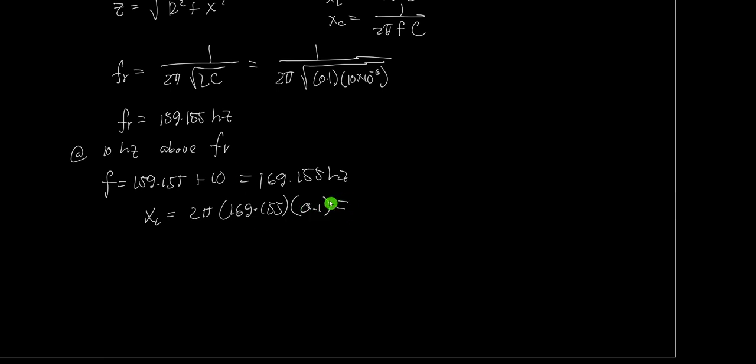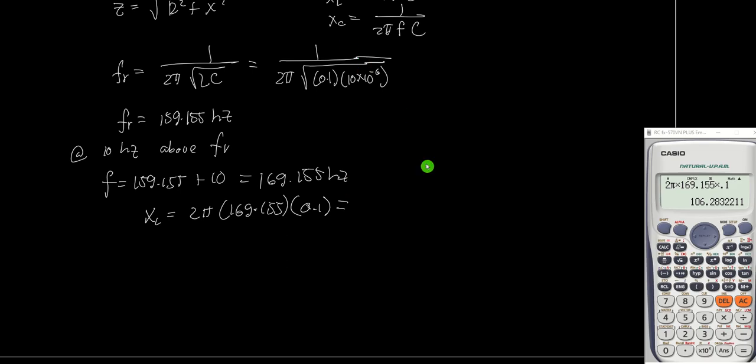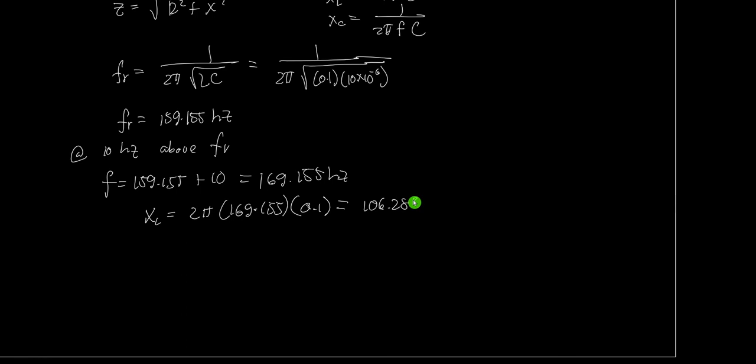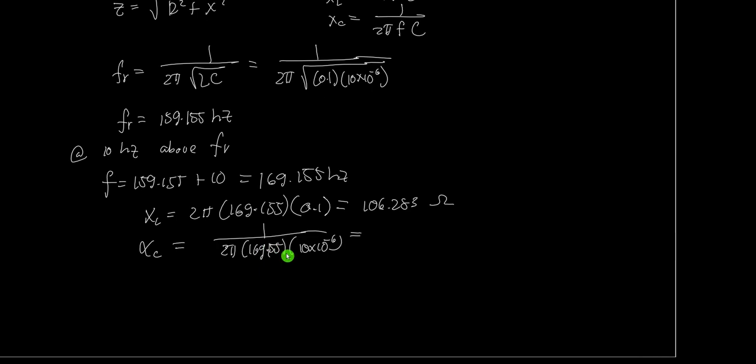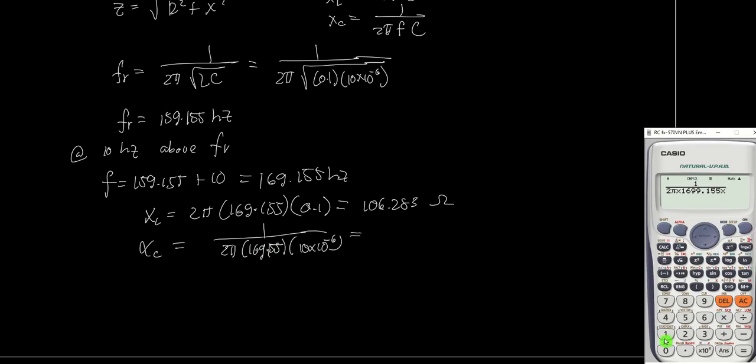So XL will be equal to 106.283 ohms. And for XC, this will be 1 over 2 pi times the frequency, 159.155, times the capacitance, which is 10 times 10 to the negative 6.